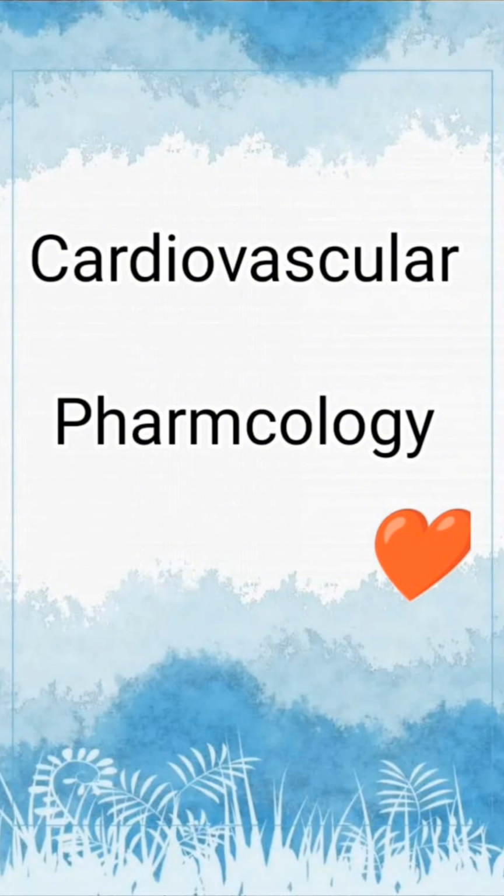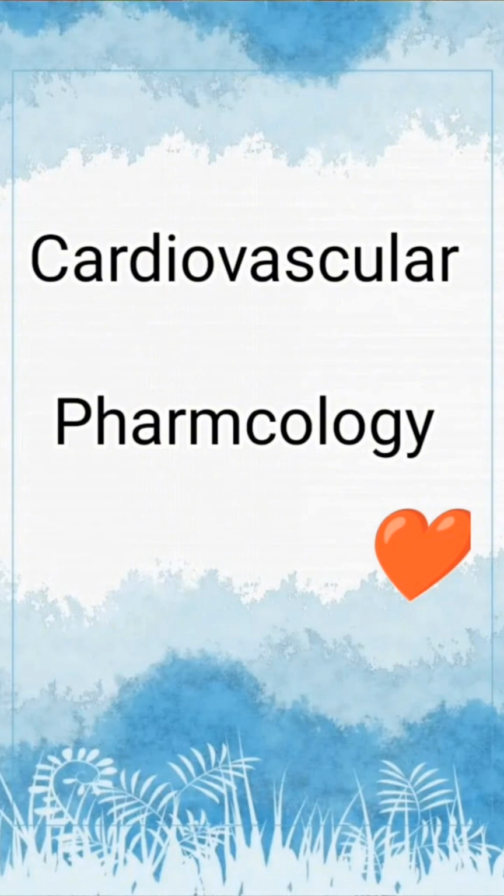Methyldopa has alpha-2 agonistic action. It decreases the adrenergic outflow by alpha-2 agonistic action from the central nervous system. So alpha-methyldopa is actually converted to methyl-norepinephrine in the central nervous system to decrease the adrenergic outflow, leading to reduced total peripheral resistance and decreased systemic blood flow.